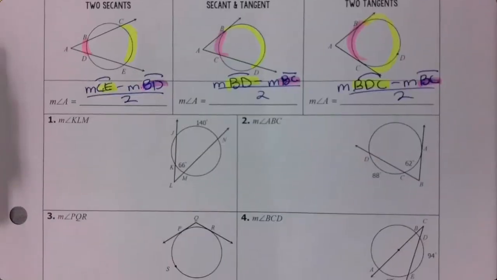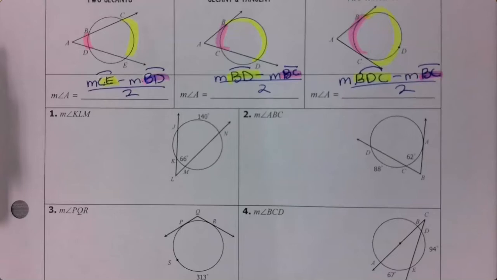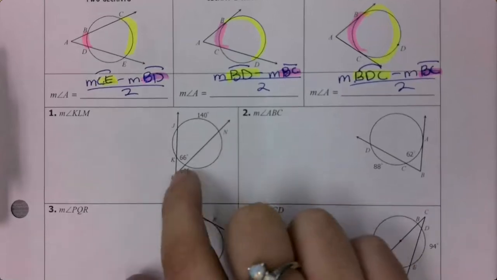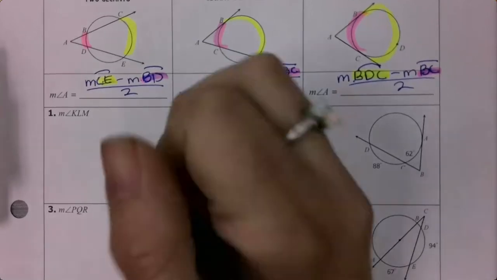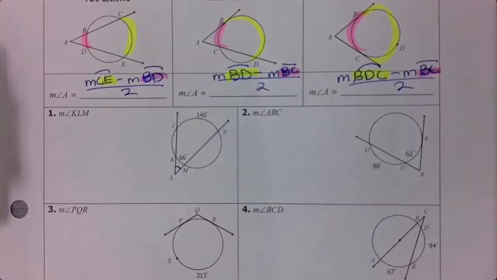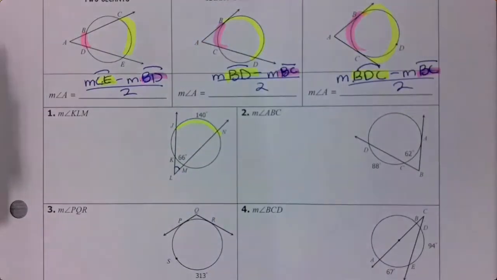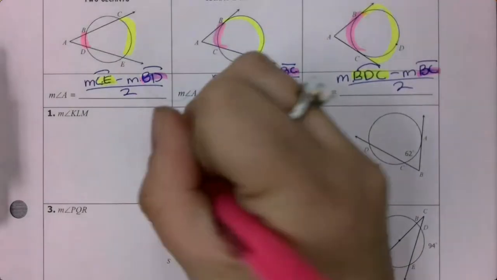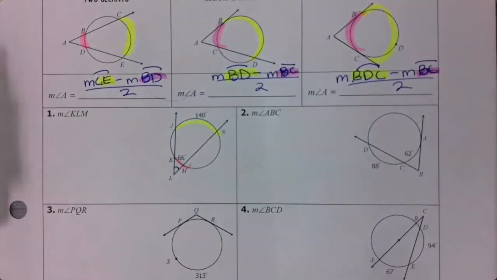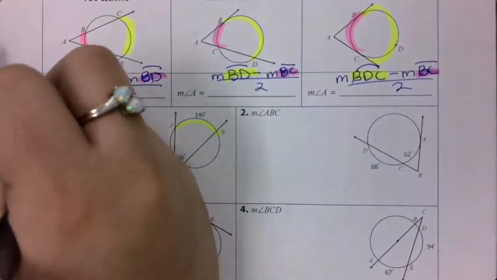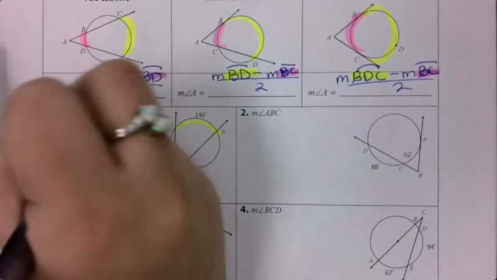So on number 1, it wants me to find the measure of angle KLM. So this angle right here. What I need to do is subtract the two arcs. So I'm going to subtract the outside arc and the inside arc, and then divide by 2. So I want to do 140 minus 66 divided by 2.